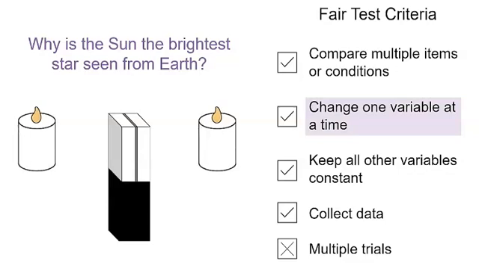Let's change the distance between the lights and the device. We'll keep all the other variables constant and collect data in the form of observations we make about the brightness of each half of the device. We won't conduct multiple trials, but I think we've met enough of our fair test criteria to move forward with the investigation.